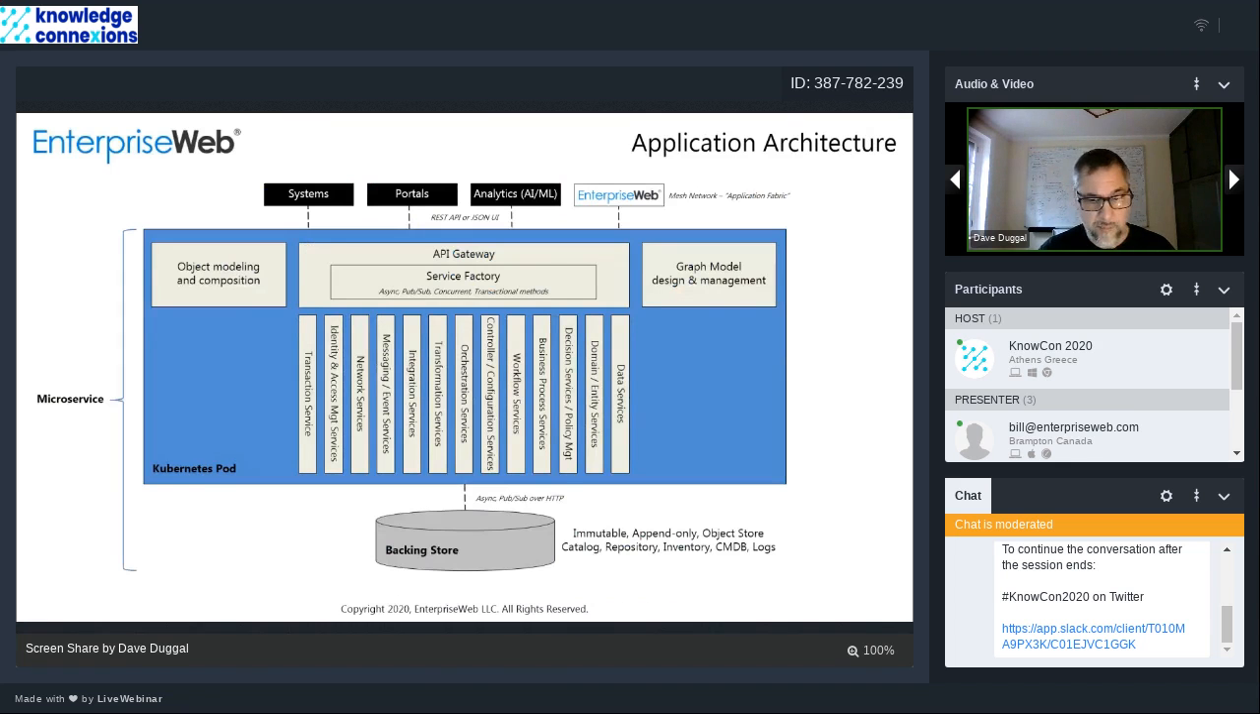And this is what we would look at. I'm just about to wrap up my slides here now. This is what we would look at the application as an application, and you could see that we're northbound. We're pointing in REST API or JSON UI to customer systems, portals, analytics, AI, ML.